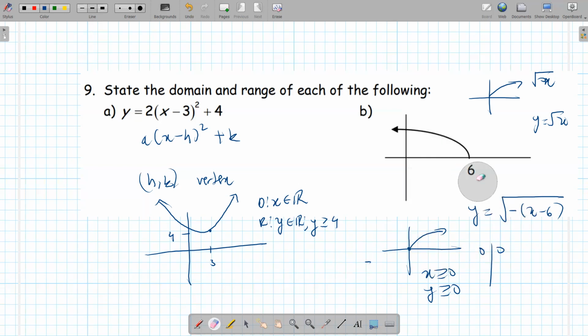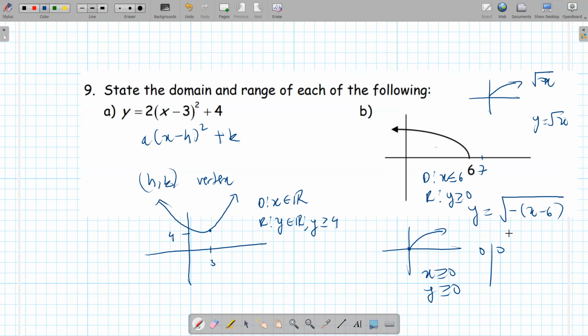Now this function has been flipped on the y-axis and shifted 6 units right. What's the domain for the transformed one? X is going to be less than 6. Look at this, x will never be 7. It's going towards the left, so x is going to be less than or equal to 6. That's the domain. And the range, if you just look at the graph, is greater than or equal to 0, the same as the parent function.